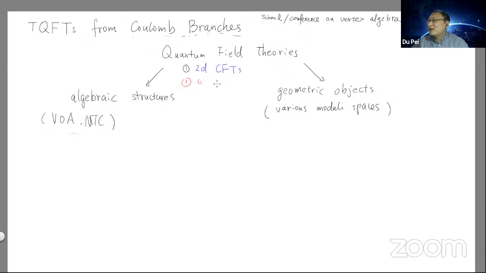We will go to 4 dimensions and see how quantum field theory in 4 dimensions can be used to relate VOA and modular tensor category with some geometric objects associated with this quantum field theory in higher dimensions.